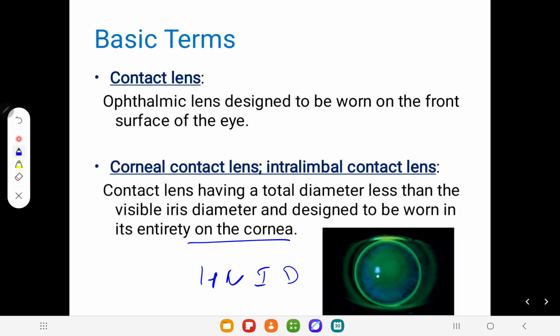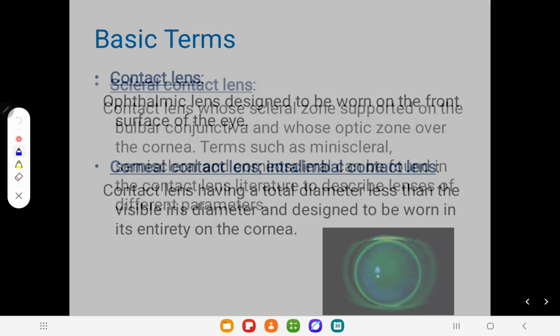Sometimes we call them RGPs, but that's the wrong term. RGP means the material, rigid gas permeable, and colloquially we call them RGPs, but it's actually termed a corneal lens.